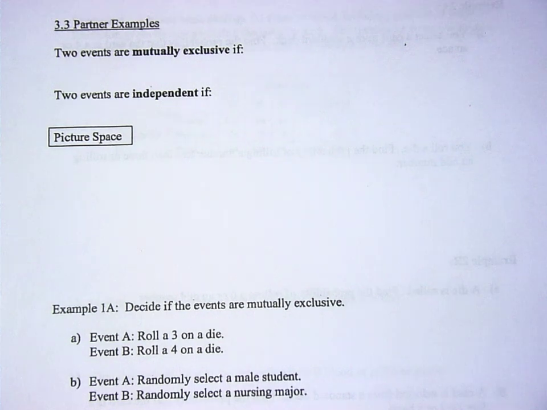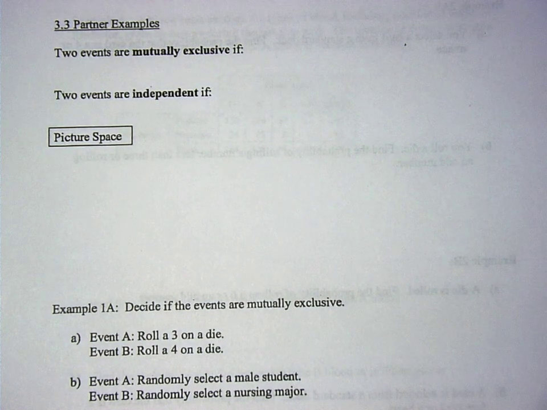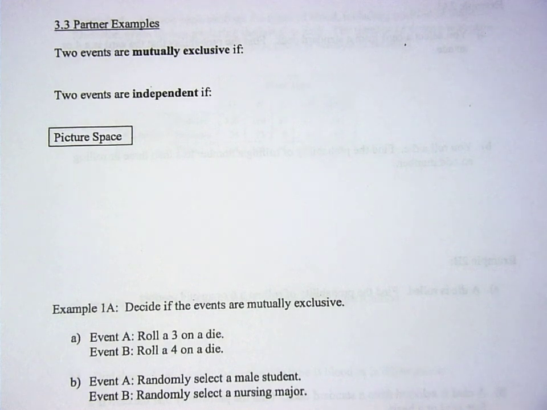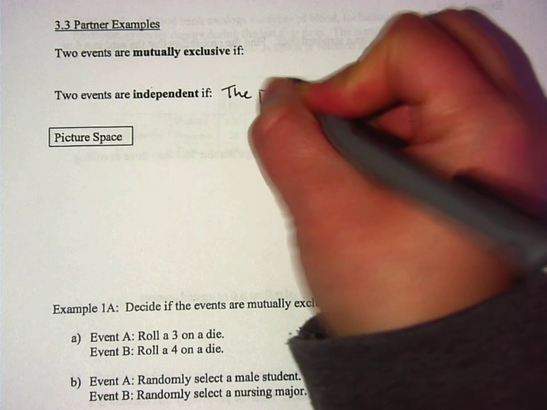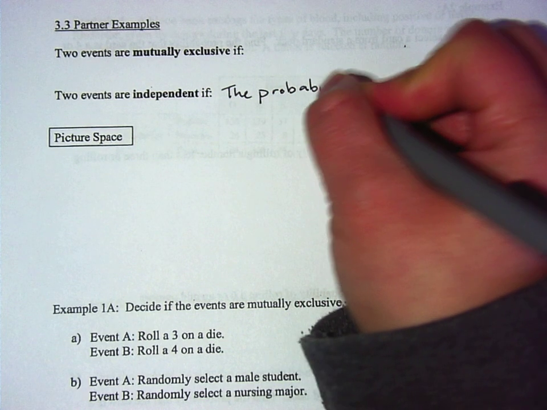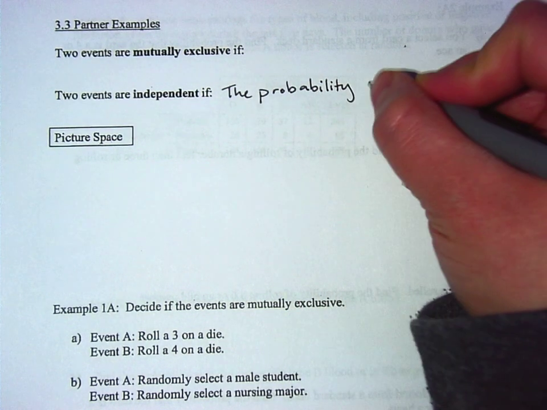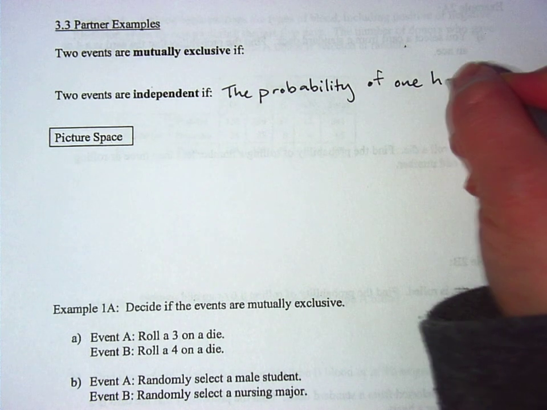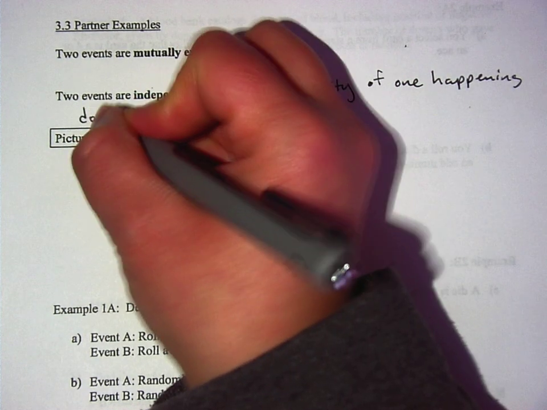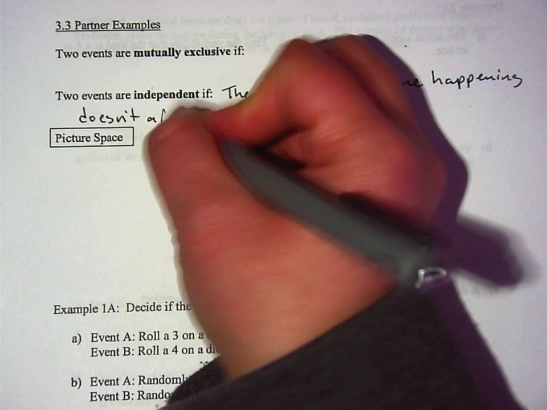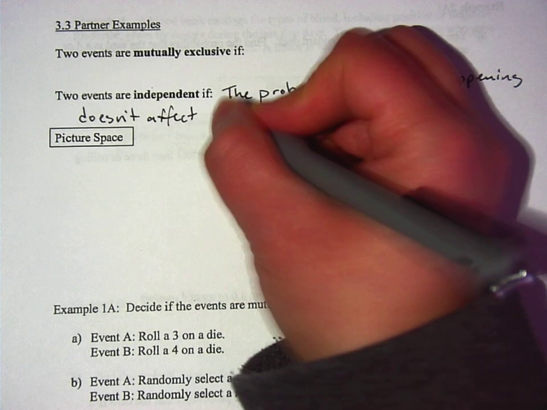So, do you guys remember what it means if two things are independent? The probability of one of them happening doesn't affect the probability of the other. I like the way you put that.